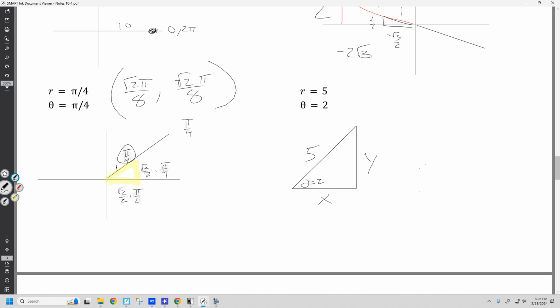The tangent of 2 is y over x. That's cool, but that doesn't help you use the fact that you know the radius is 5.